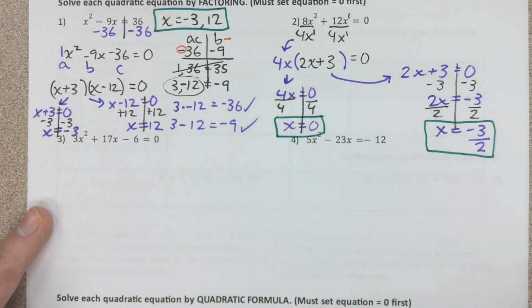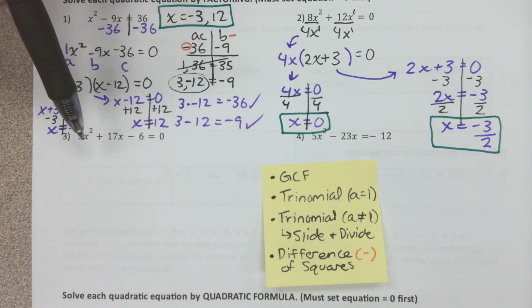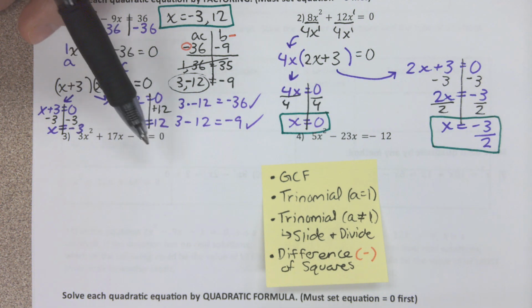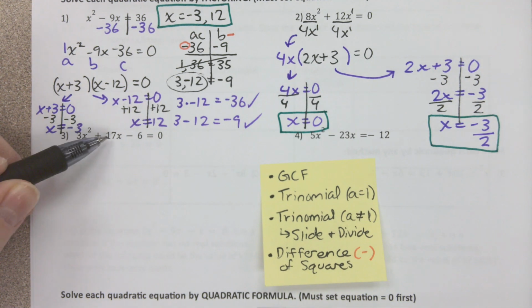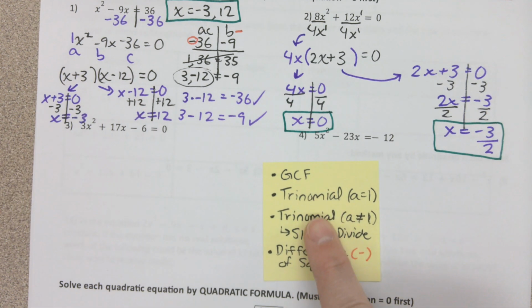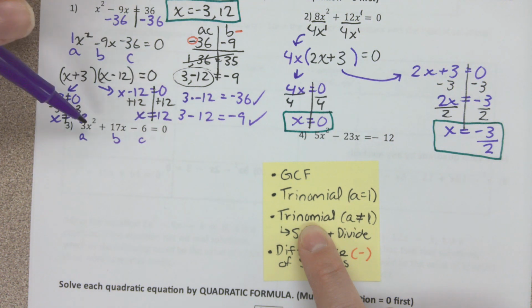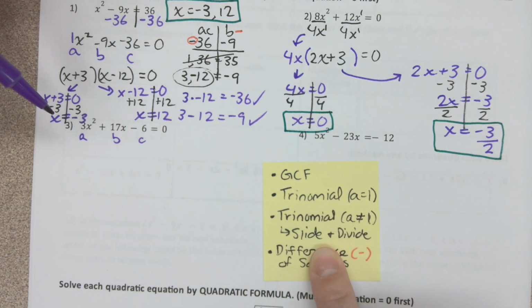Next, number 3. Here we have 3x squared plus 17x minus 6 equals 0. It's equal to 0, so now we can look and see how we're going to factor it. We have 3 terms here, so it's one of the trinomial problems. Let's label A, B, C. A is not 1, so it's the second one, where we're going to slide and divide here.